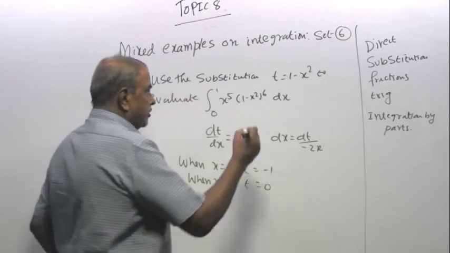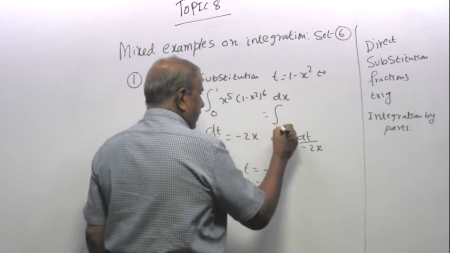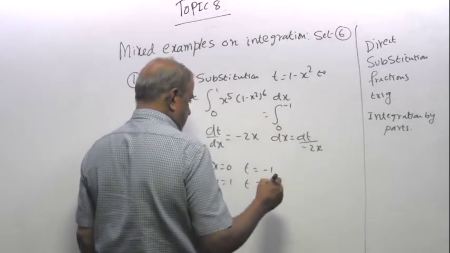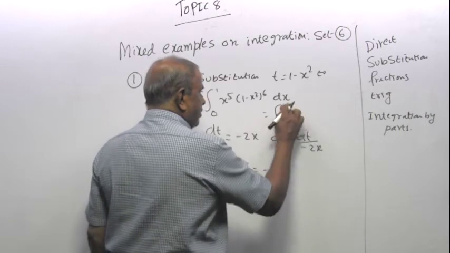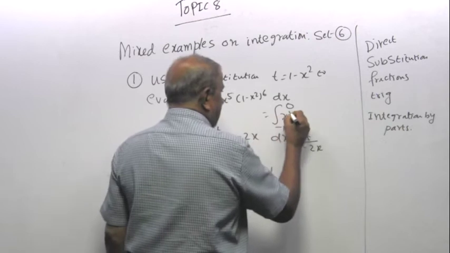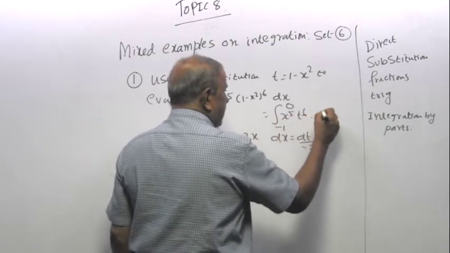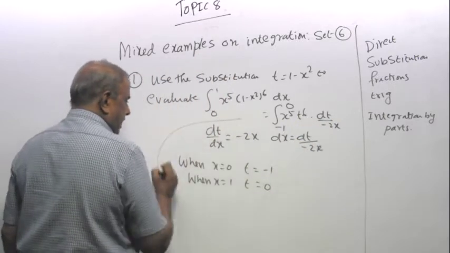Correspondingly, this becomes the integral from 1 to 0. Oh no, sorry, 1 to 0. I did exactly what I told you not to do. x power 5, I can't do anything, t power 6 dt over minus 2x. I'll take it over there.